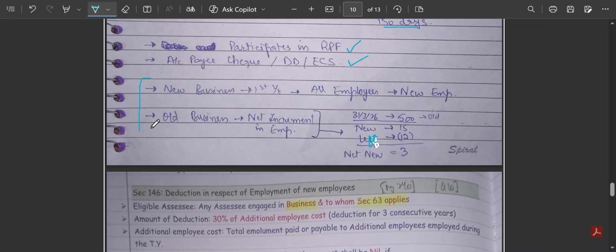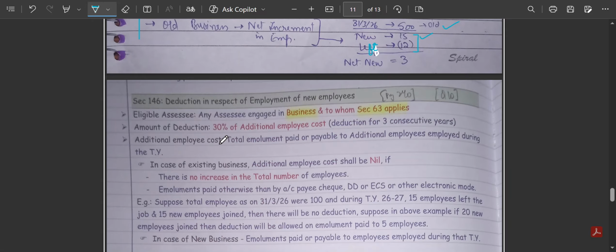This is also a little description of who new employees are. So, for a new business, all its employees are considered as new or additional employees. But for old businesses, for existing businesses, the net increment in employees will be considered as additional employees. Means like they have 500 employees already, but during the year, they employed 15 new employees during the year. So we'll take the net amount of three employees which have joined as new joinees during the year, and we'll take that cost and allow deduction on that amount only for the three additional employees only.